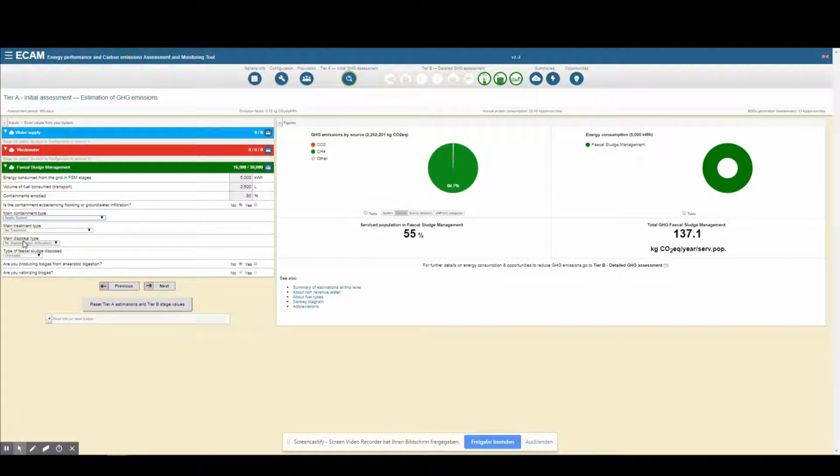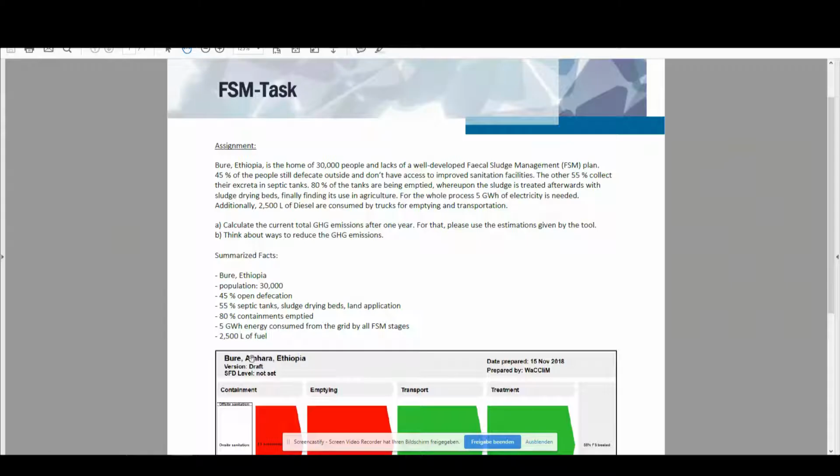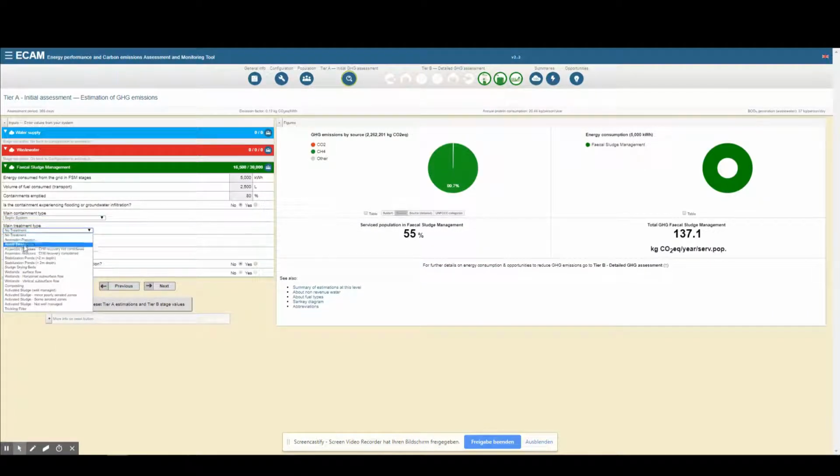The main containment type is the septic version. The sludge is treated in the septic tank, and with the help of the sludge drying beds, it is treated. So we can put the sludge drying beds here. The main disposal type is, so we can just assume that the sludge is disposed after the treatment. So there's a treatment and it's used in agriculture. So treated. Actually, we are not producing biogas, and we are also not using or valorizing biogas.